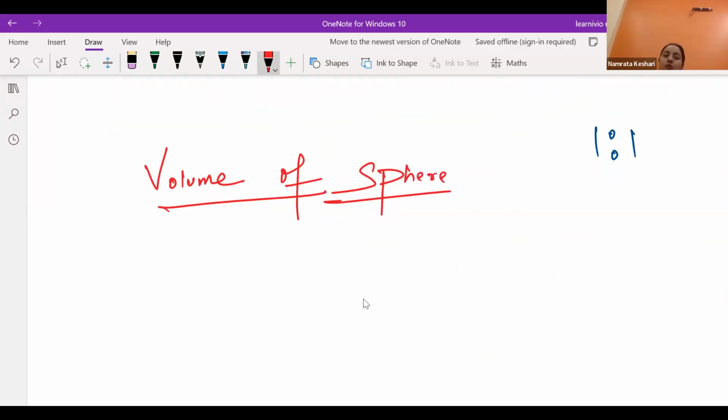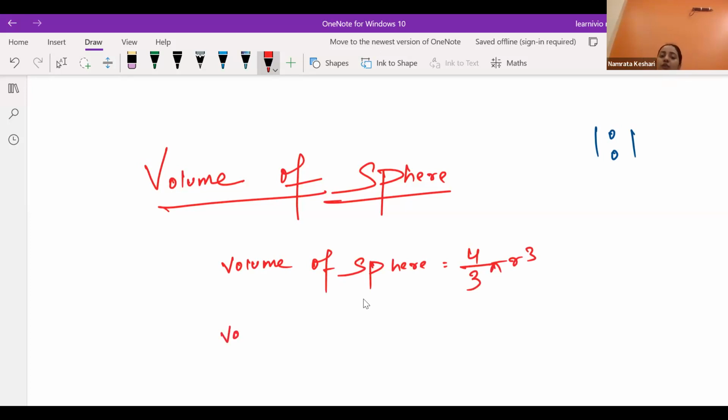For volume of a sphere, we already know what is a sphere. For volume of a sphere, we have the direct formula. You don't need to understand in detail from where we got it. Okay, 4 by 3 pi r cube. This is the formula for finding the volume of the sphere.